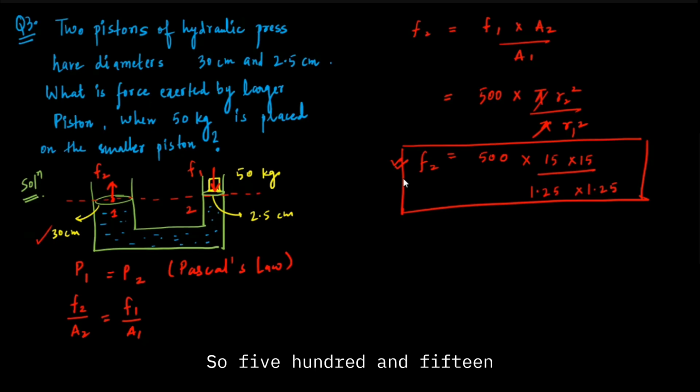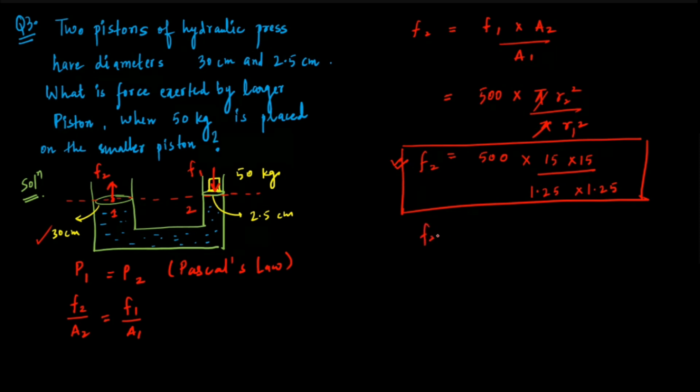Okay, sir. So 15 times 15, 225, times 15, 375. 375 into 500 times 500. Then we divide that by 1.25 times 1.25. Divide by 1.25. 72,000. 72,000.